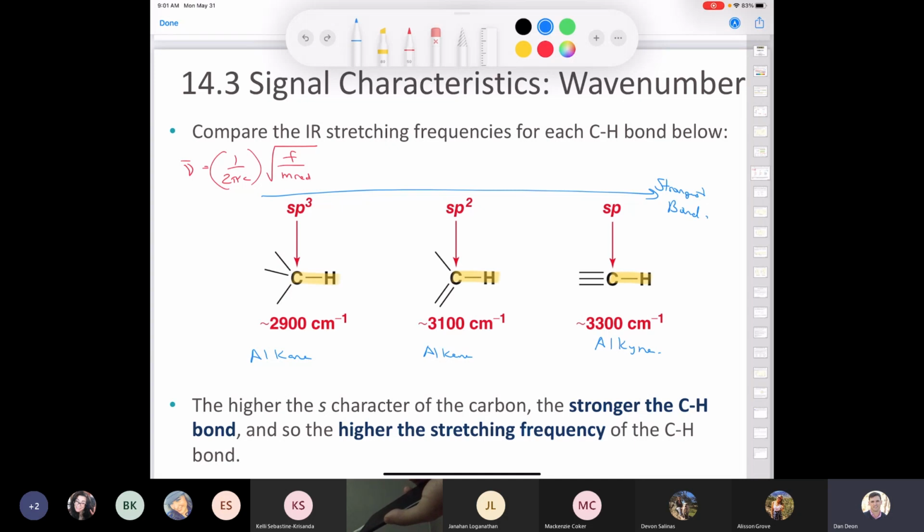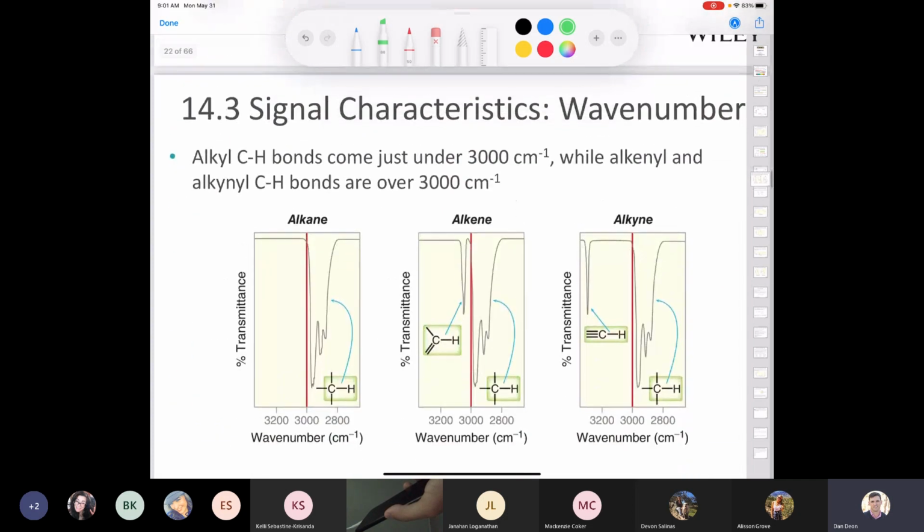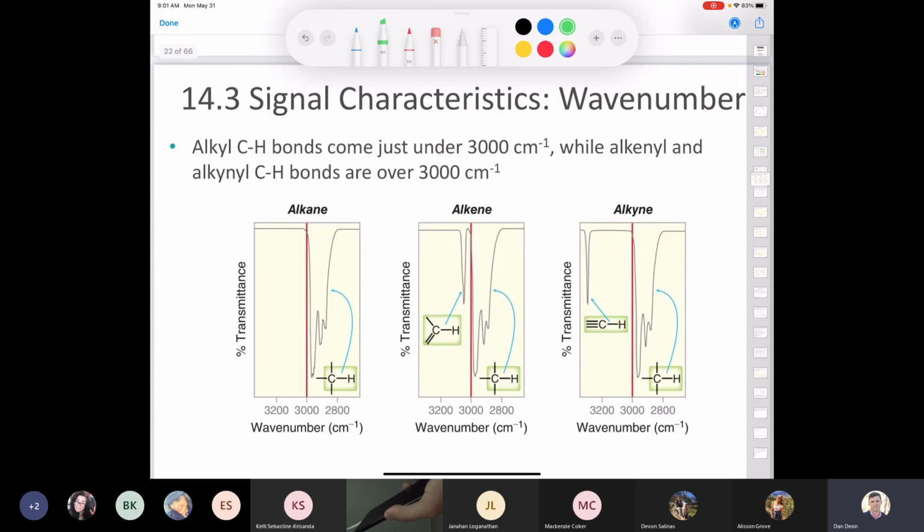Anyhow, there we go. Give me a thumbs up if you follow me on what's going on here. We're just talking about the relationship between wave number and the strength of bond, and we're relating it to the hybridization of a carbon in an sp3 hybridized carbon-hydrogen bond, sp2, sp. Great. Thanks, Jonathan. Awesome. I know I might be going over this a little heavy, but I want to make sure you follow me.